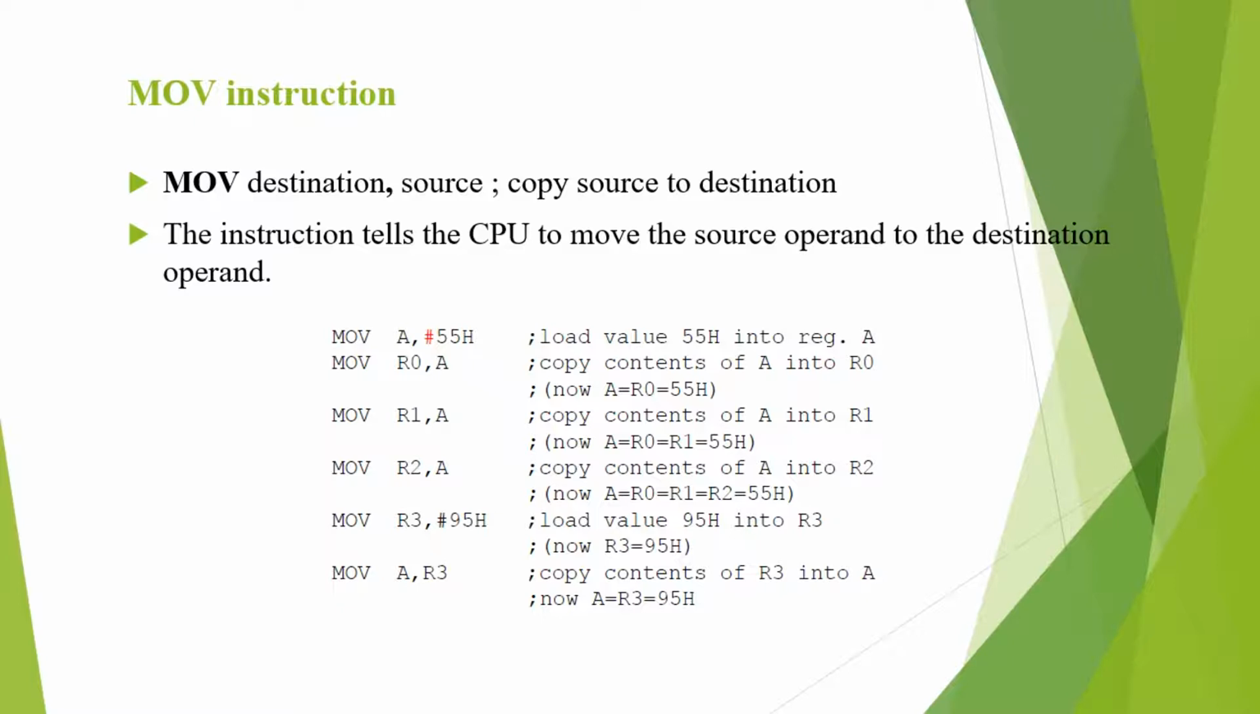MOV R3, #95h. Again, the value 95 is copied to register R3. Then MOV A, R3. So now the content of register R3 is copied to the accumulator.